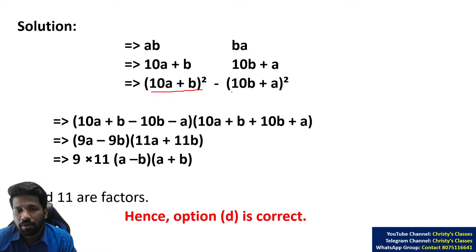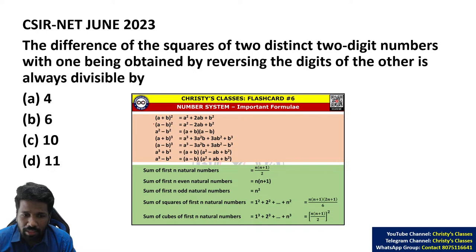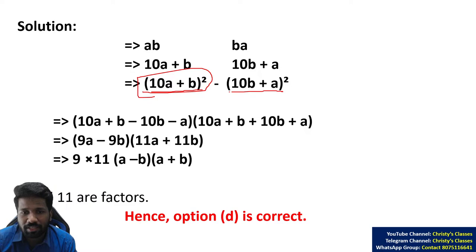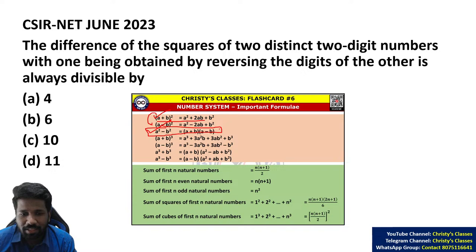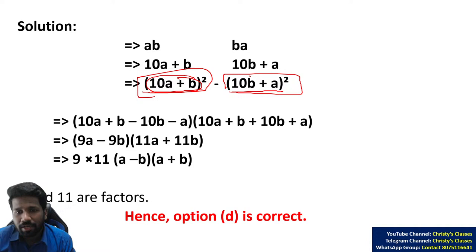Now you can do this in two ways. Using the identity a square minus b square is (a plus b) into (a minus b), or using the (a plus b) whole square identity. With the whole square identity you have to individually open up this bracket and this bracket and then subtract. But in my opinion, it may be easier doing this directly. But don't make mistakes if you are directly using this. A square minus B square, where A is 10A plus B and B is 10B plus A. Or if you have confusion, since A and B are already there, you can put X square minus Y square, that is X minus Y into X plus Y.